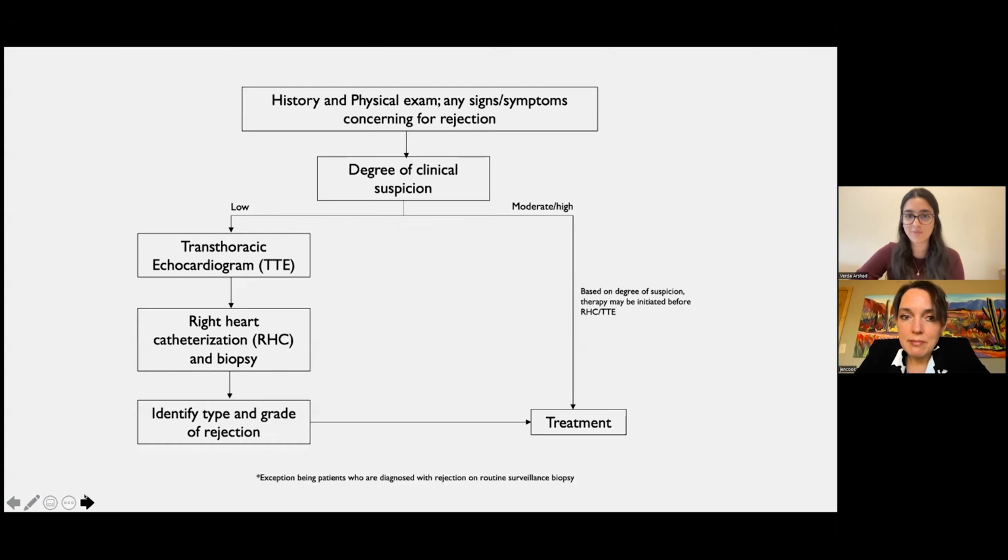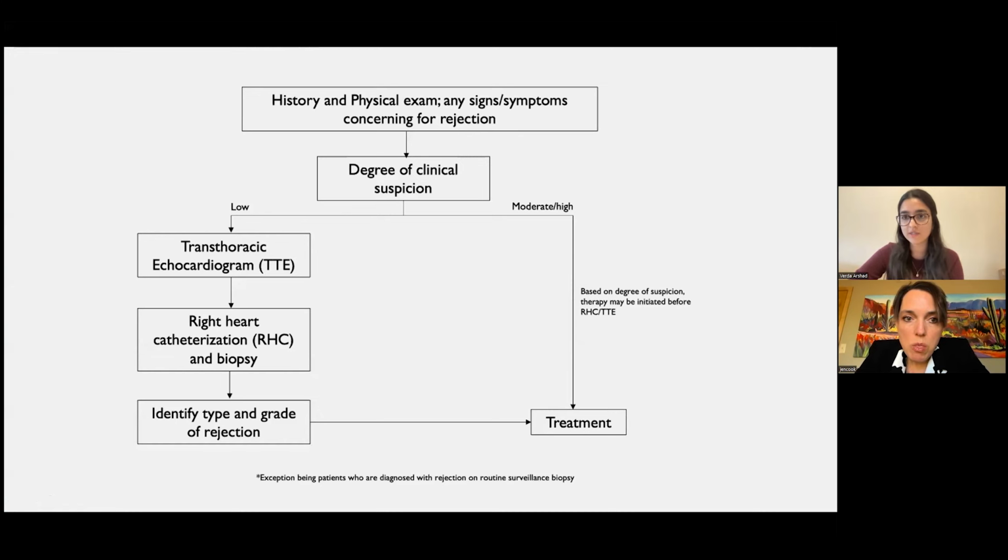That actually is a perfect segue into our next slide, where we have a global picture of a patient who comes in and, on history and physical exam, has signs concerning for rejection. Depending on the degree of clinical suspicion, that is basically how those patients undergo evaluation.